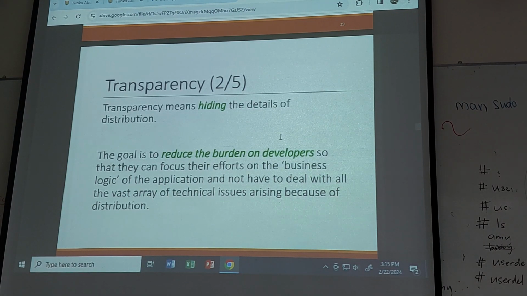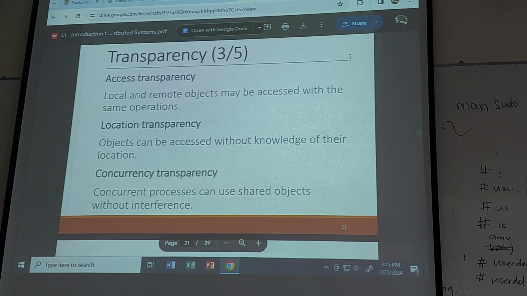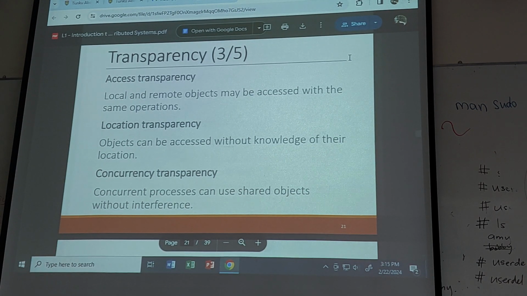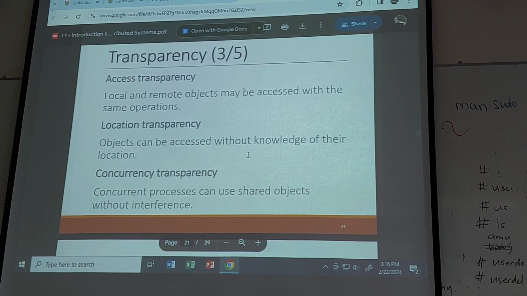Okay? So this will reduce the burden, not only for the developers, but for the user as well, because the user doesn't have to know where to look for the data. Okay, the transparency also takes into account access transparency, like what I mentioned to you. I do not need to know whether the data or objects that I'm accessing are local or remote. And I don't need to know where it is, whether it's in Japan or in Malaysia.